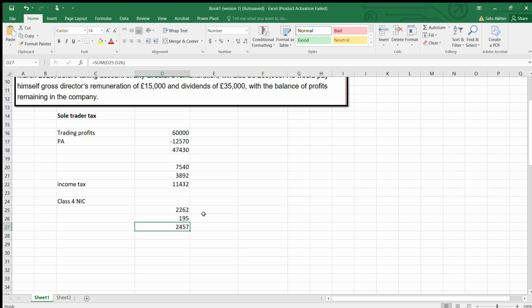What's next? So if you find the total, your income tax plus your NIC. So this is your total income tax and NIC, 13,889.